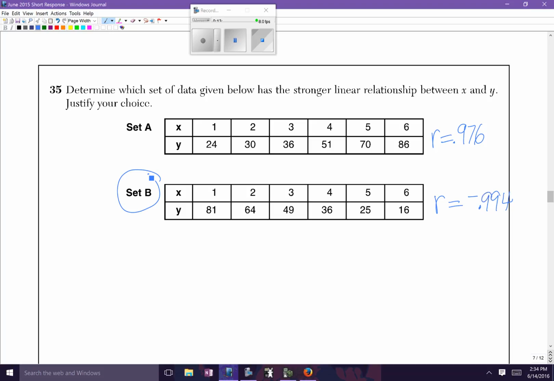Even though it's negative, we want the R value that is closest to positive 1 or to negative 1. Set A is a positive relationship, where set B is a negative relationship, so this one has a negative slope. But this value here is closer to negative 1 than this value is to positive 1.